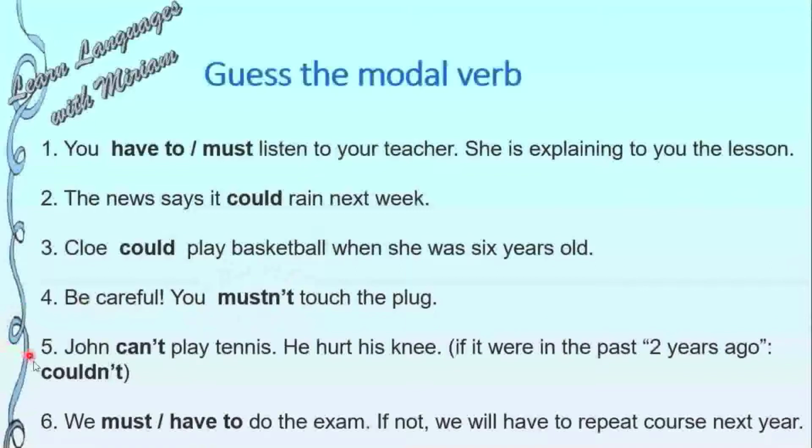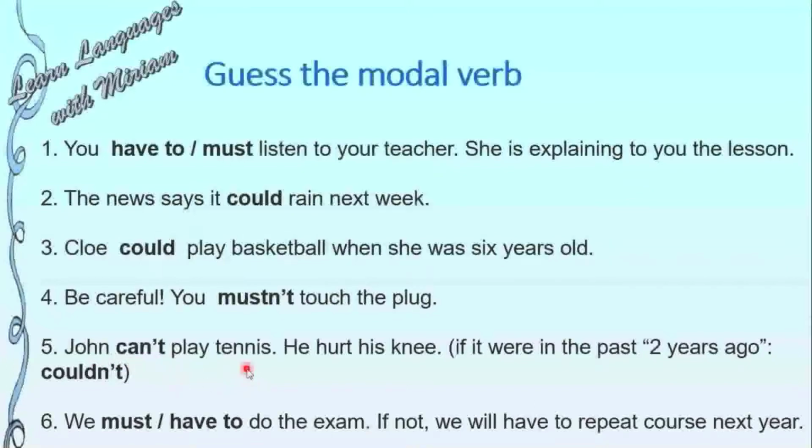5. John can't play tennis. He hurt his knee. Here, what happens? When we don't have time in this sentence, we don't have a date, so it is supposed that it happens in the present. So now John can't play tennis. So we have to write can't because he is not able to, right?